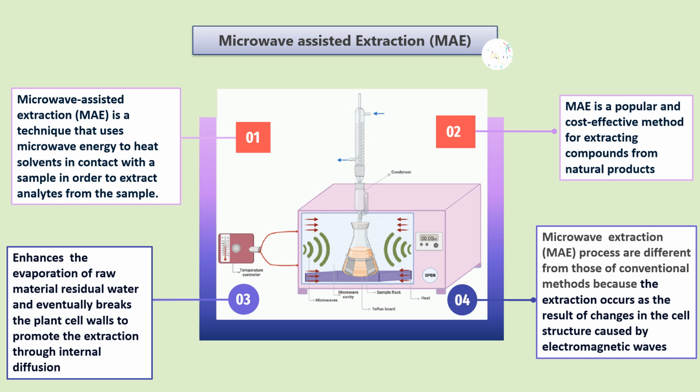The next is microwave assisted extraction, which is MAE. Microwave assisted extraction is a technique that uses microwave energy to heat solvents in contact with a sample in order to extract analytes from the sample. It enhances the evaporation of raw material, residual water, and eventually breaks the plant cells to promote the extraction through internal diffusion. MAE is a popular and cost-effective method for extracting compounds from natural products.